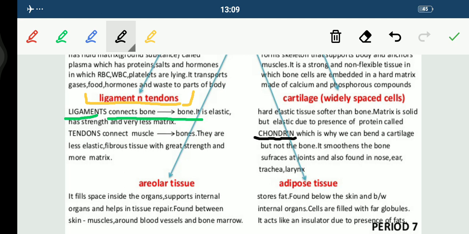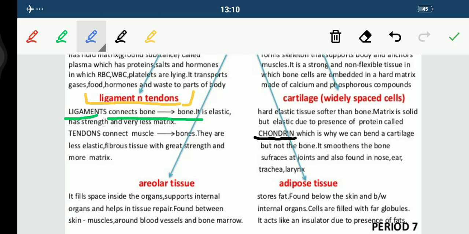Now, coming on to the next that we have, the areolar tissue and the adipose tissue. Areolar basically fills space inside the organs. Like we have a number of organs in our body, students. So it fills the space inside the organs, and that is why it supports our internal organs and helps in tissue repair. So if any tissue is broken or worn off, torn off, it helps them to get repaired, right? It is found between skin and muscle, around blood vessels and bone marrow, right?